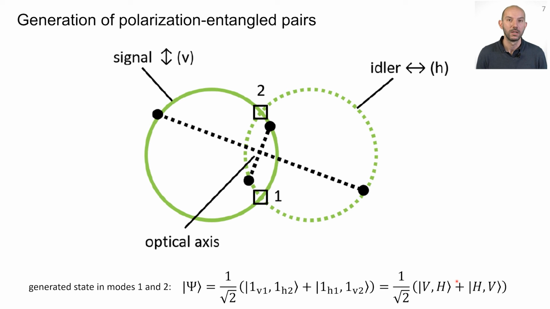Yeah? And with this, well, I would end this module today, where we try to introduce spontaneous parametric down conversion and try to discuss how to generate entangled states with it.